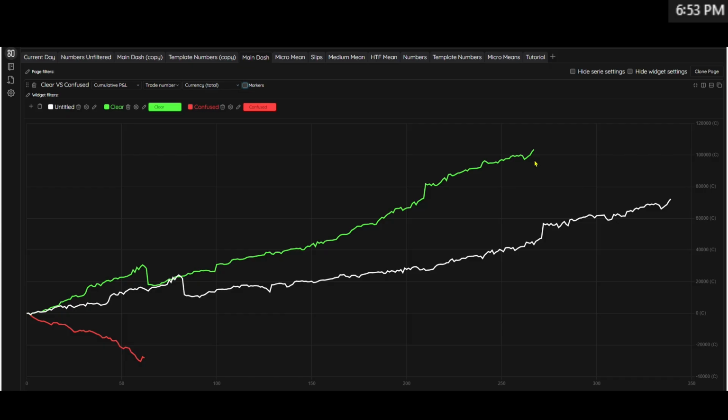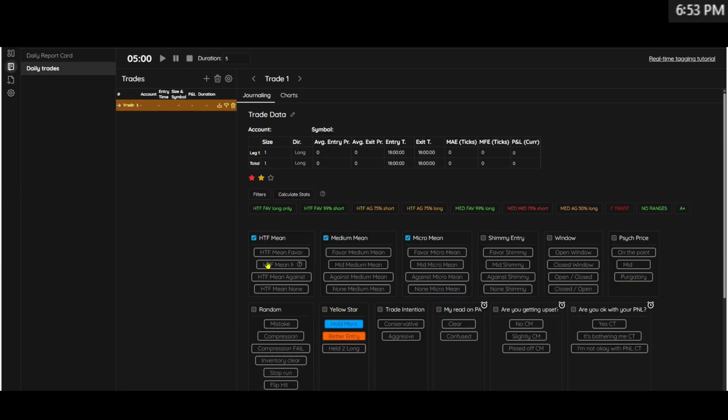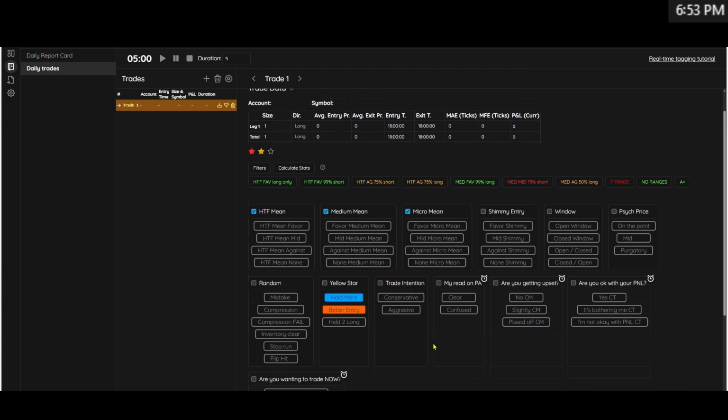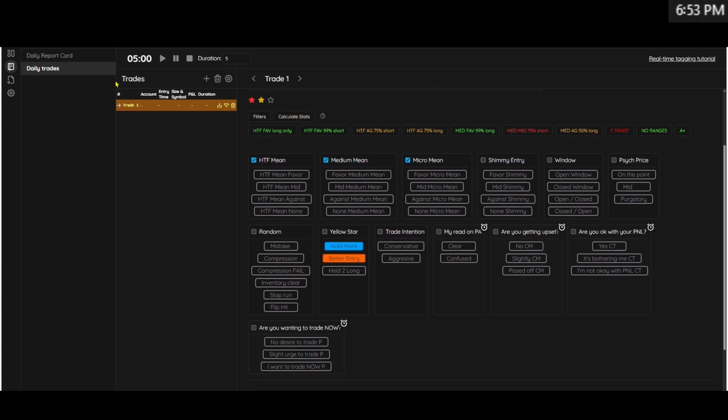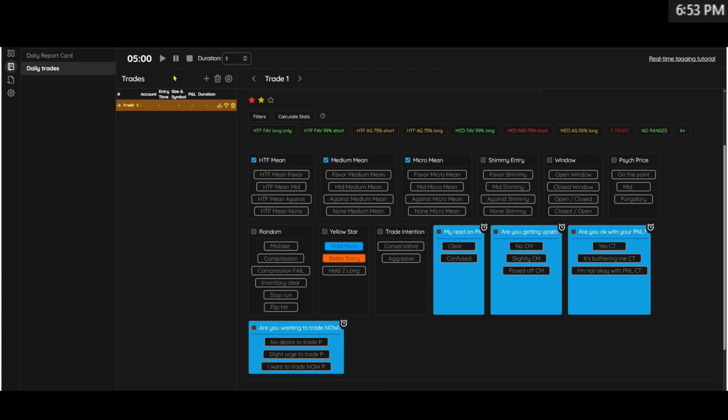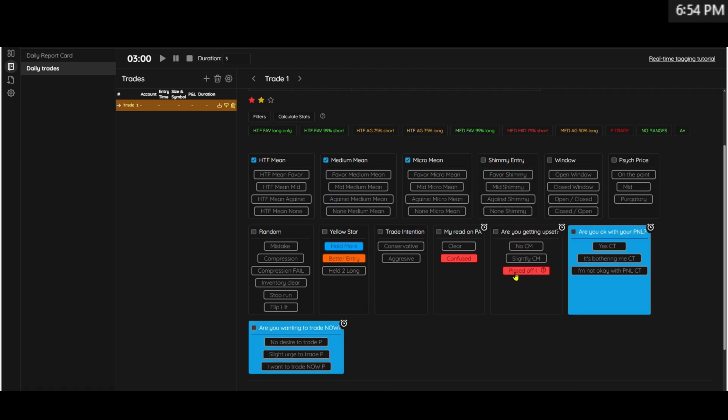However, it's good to check in with myself as this tag is attached to the loop timer. So if we come in here, we can see that it is flashing. When I run my loop timer up here, I typically do 3-minute intervals personally. I need to check in with this one, as well as these emotions that we're about to go over. So next we have, are you getting upset? No, slightly, or pissed off.